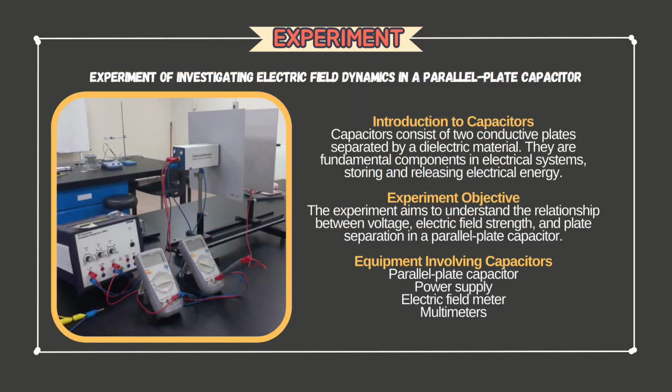The experiment we chose for this chapter is an experiment of investigating electric field dynamics in a parallel plate capacitor. For the introduction, capacitors consist of two conductive plates separated by a dielectric material, and they are fundamental components in electrical systems as they can store energy in the form of an electric field and then release it as electrical energy when needed. The objective of this experiment is to understand and determine the relationship between voltage, electric field strength, and plate separation in a parallel plate capacitor. The apparatus that we use in this experiment is a parallel plate capacitor, power supply, electric field meter, multimeters, and connecting wires.